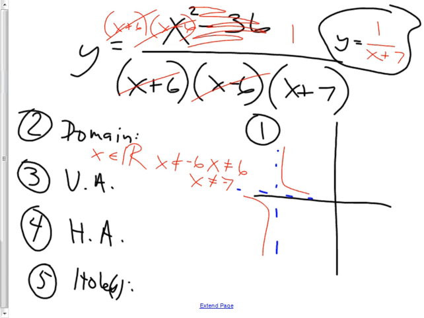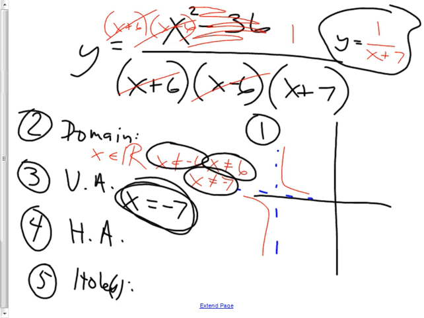Okay, the next one, number 3, vertical asymptotes. These 3 things, this and this and this, are either asymptotes or holes. Well, the 6s are the ones that are holes, so the other one's an asymptote. x equals -7 is their vertical asymptote. That's 1 point. Number 4, the horizontals.